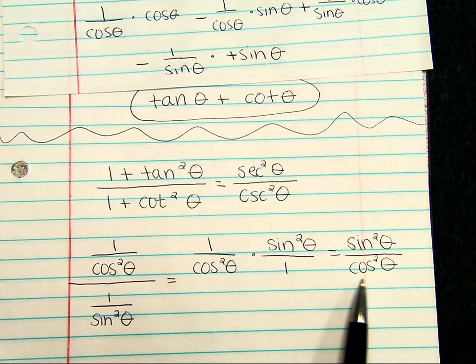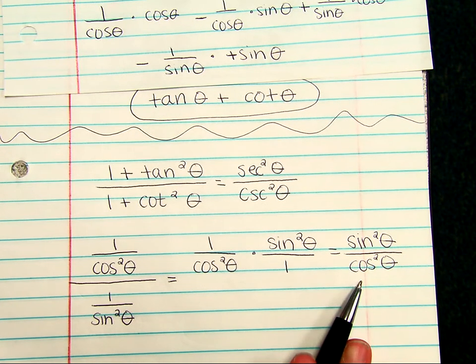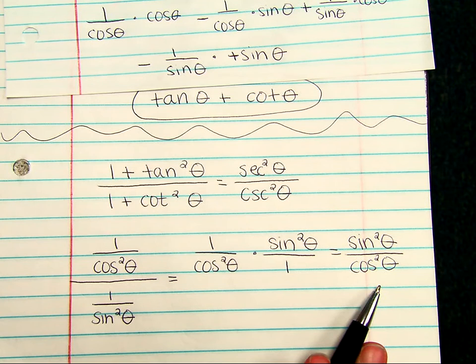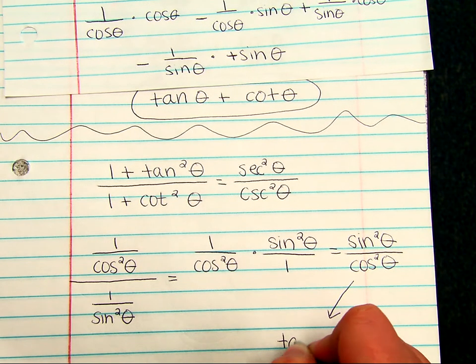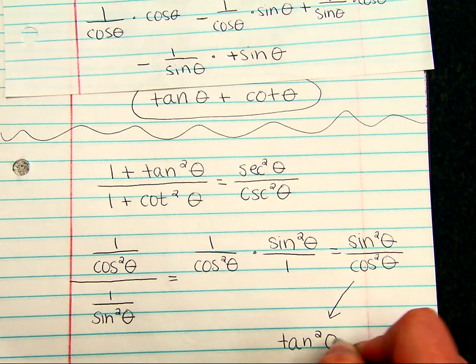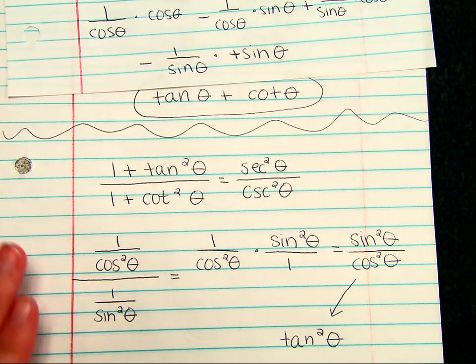Now, I've accomplished one of my goals, which is to get everything in terms of sine and cosine, but the other piece says that I shouldn't have any quotients in my answer. So sine squared theta over cosine squared, sine over cosine is tangent, so this final answer should be tangent squared theta.